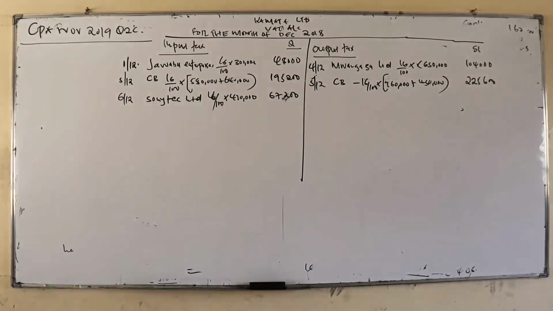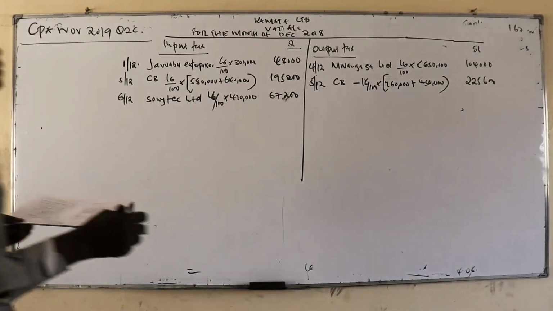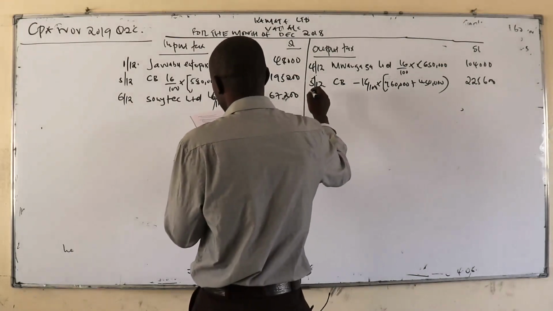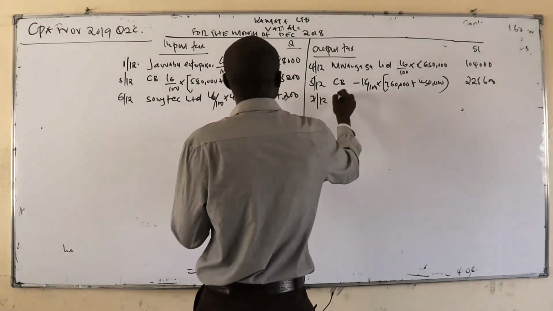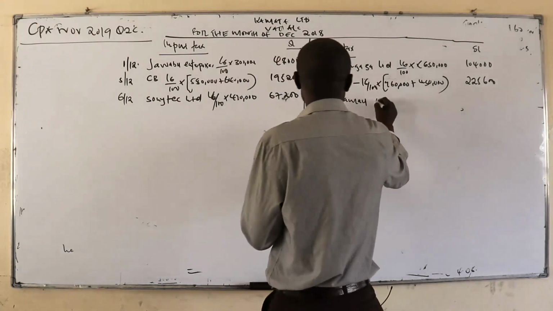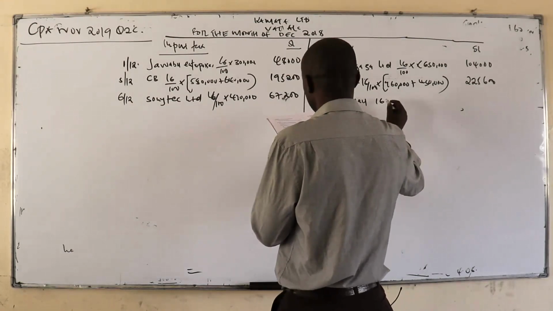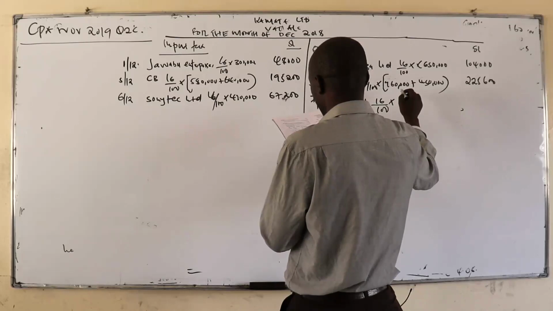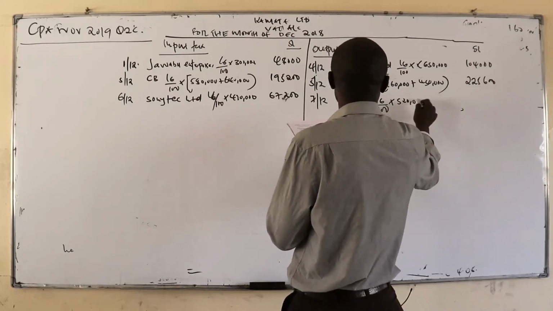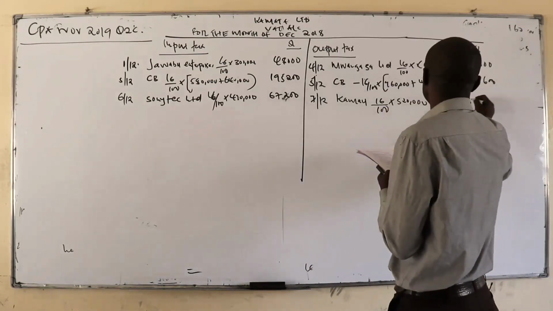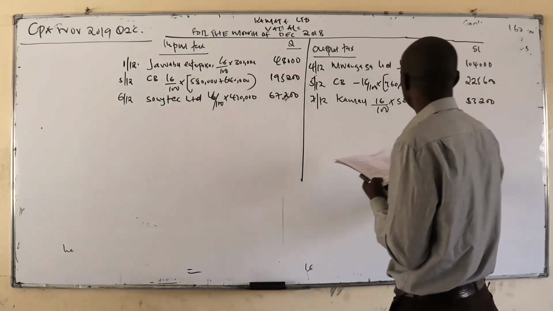The next date after 6th, 7th, isn't it? On 7th, who did he sell to? Kamau, isn't it? He sold to Kamau. Kamau, how much? 16 out of 100 times 520,000. How much does it come to? 83,200. Isn't it?